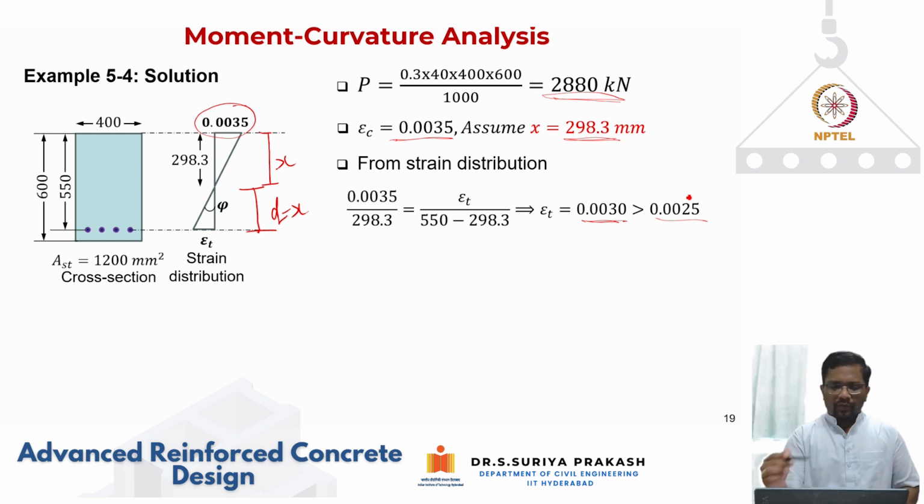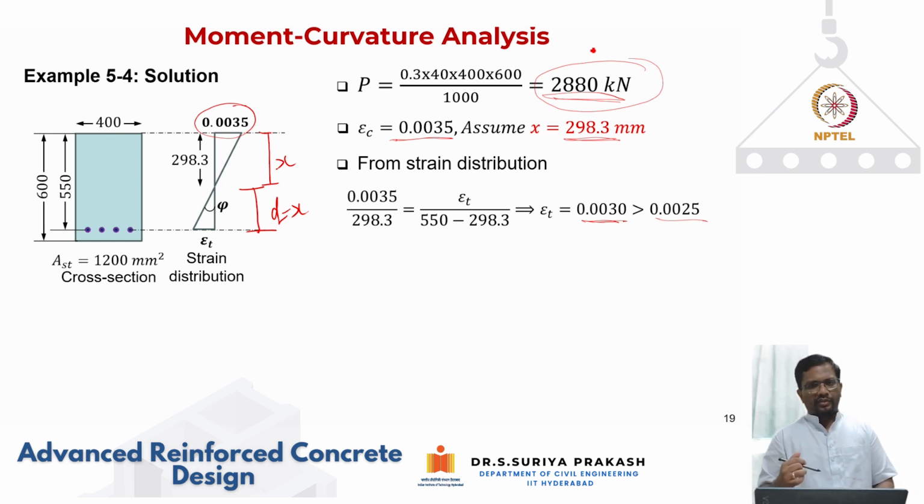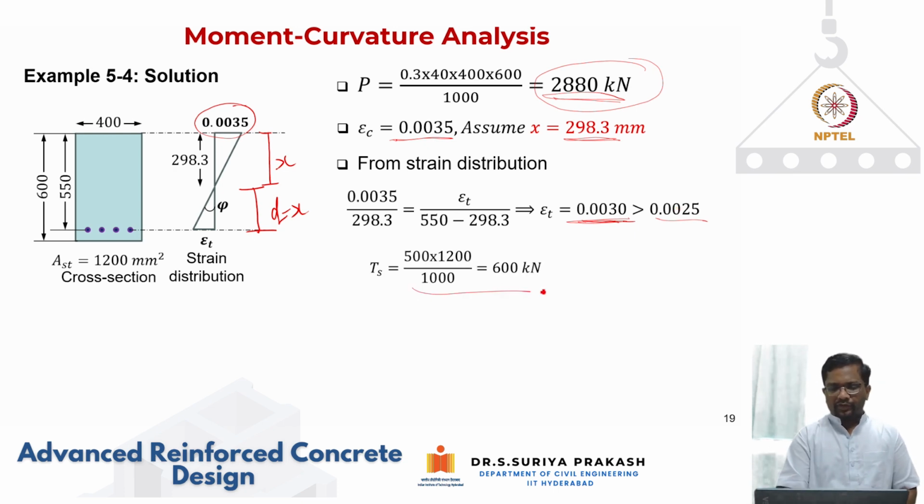Okay, so what is the significance of this? Even though I am putting an axial compression of 2880, the section is still tension controlled. How do you say the section is tension controlled? When concrete reaches its failure strain of 0.0035, steel on the tension side has yielded. It has just yielded. So in fact, this is very close to a balanced condition, because the strain in the steel is only slightly more than 0.0025. Anyway, because of this, fs is going to be 500. We know that.